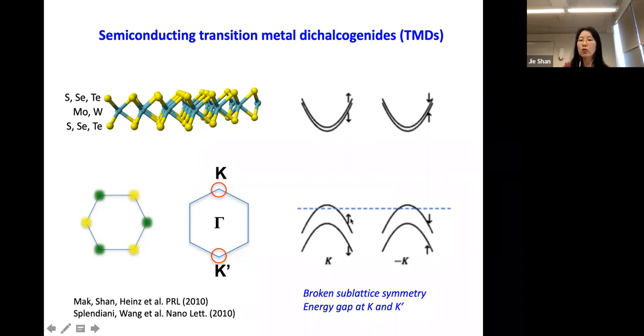We have very strong spin orbit interaction. So the bands, especially the valence band, are largely spin split. But to conserve time reversal symmetry, when we change from K valley to the minus K or K prime valley, the spin also flips. So we have spin and valley locking. So in other words, here we also have double degeneracy. Spin and valley are coupled.